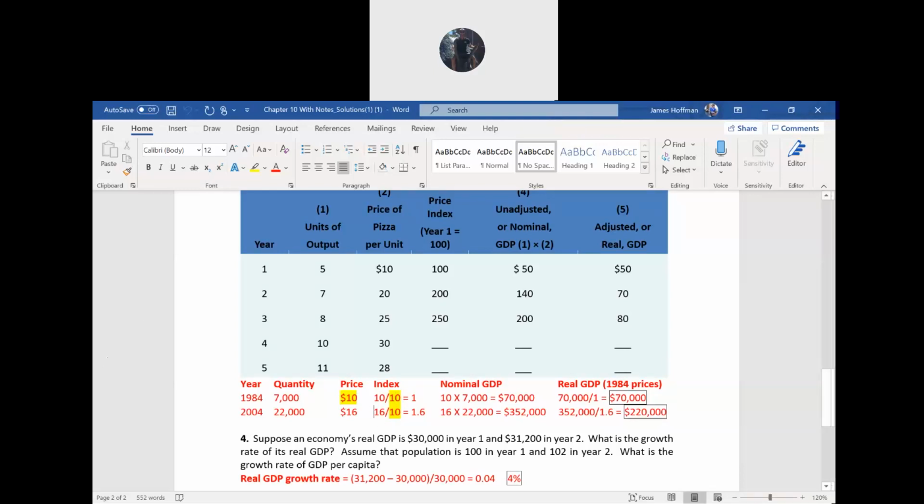Okay, and then 16, so the nominal price of 16 divided by the base year price of 10 gives us an index of 1.6. All right, so the base year index is always going to be 1, and the other year's index is going to be something different. So we'll use those indices to convert from nominal to real GDP.